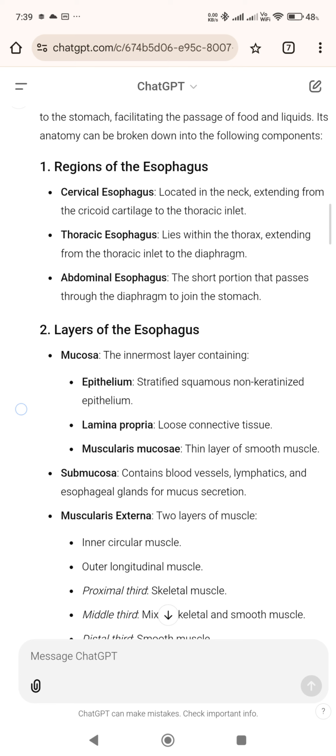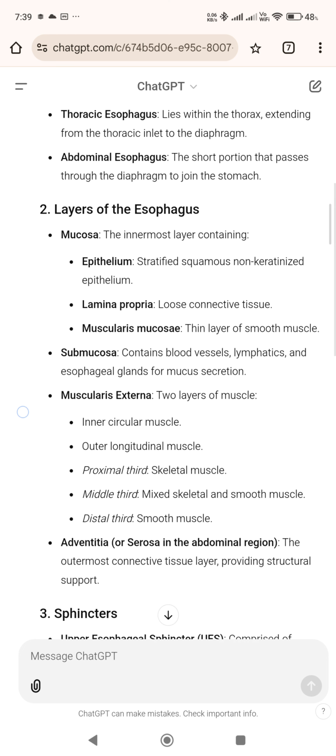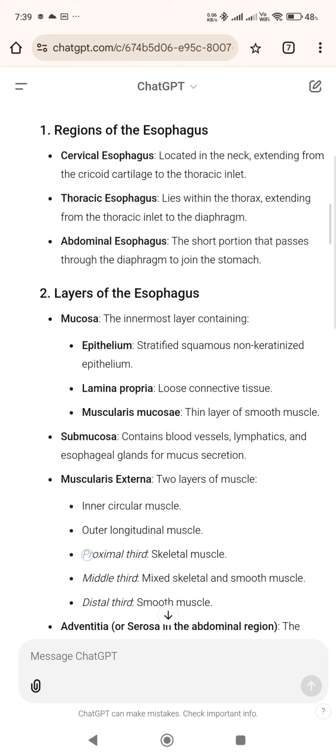2. Layers of the esophagus. Mucosa, the innermost layer containing epithelium, stratified squamous non-keratinized epithelium. Lamina propria, loose connective tissue. Muscularis mucosa, thin layer of smooth muscle. Submucosa, contains blood vessels, lymphatics, and esophageal glands for mucus secretion.